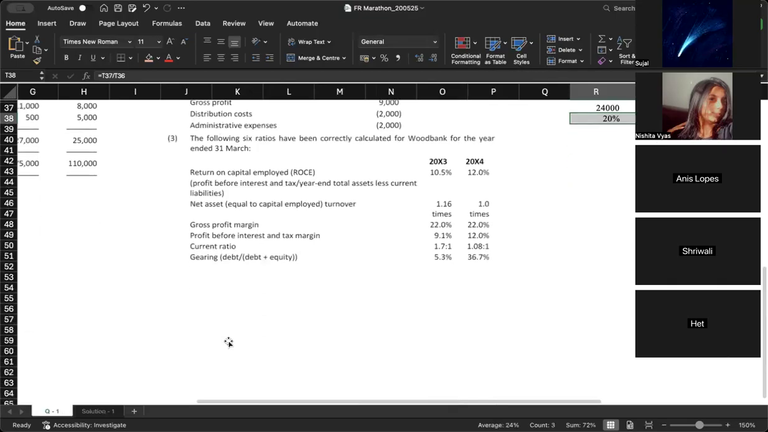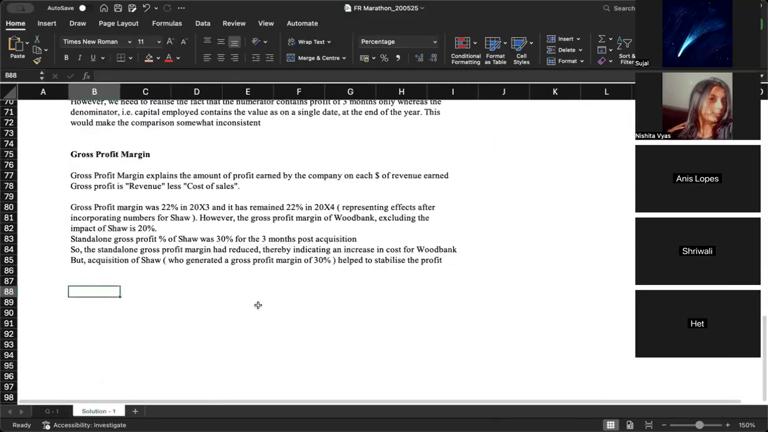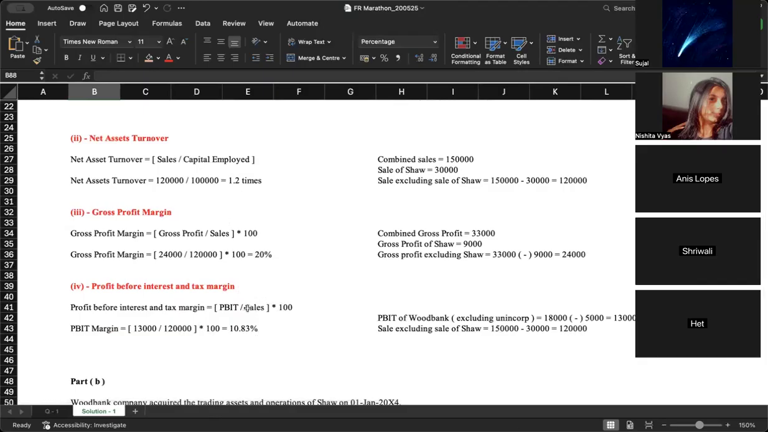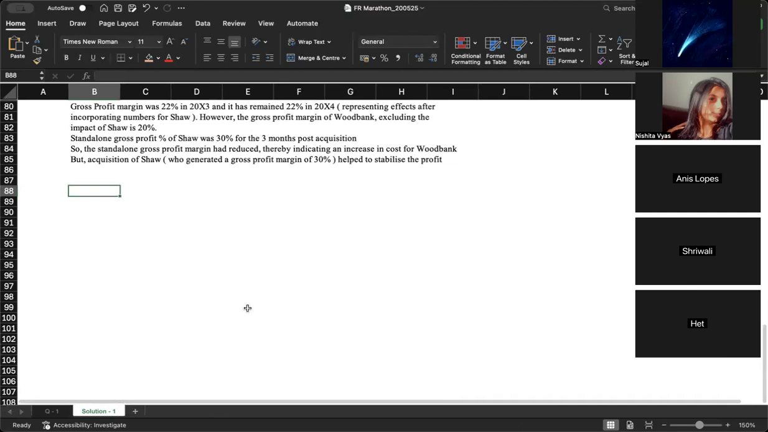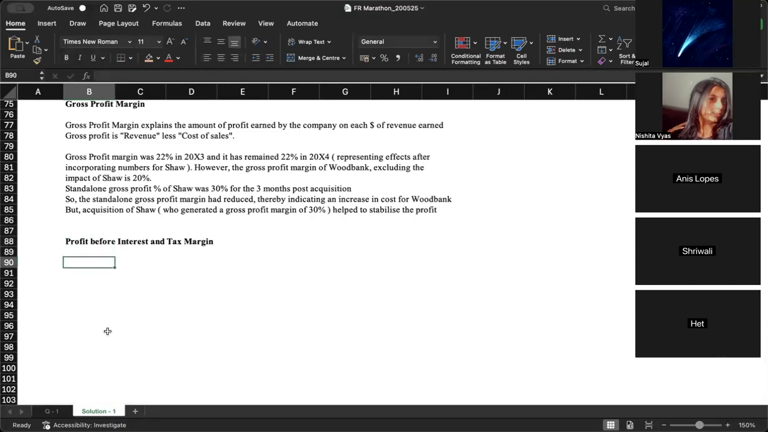ठीक है? अब नेक्स्ट वाला देखिए, you have profit before interest and tax margin. Last year it was 9.1, current year it is 12.0, and without considering the impact it is 10.83%. So let's write that down. Profit before interest and tax margin. Now write about PBIT margin. What can you tell me about this? Tell me. You can type it out in the chat box also. What does it mean?